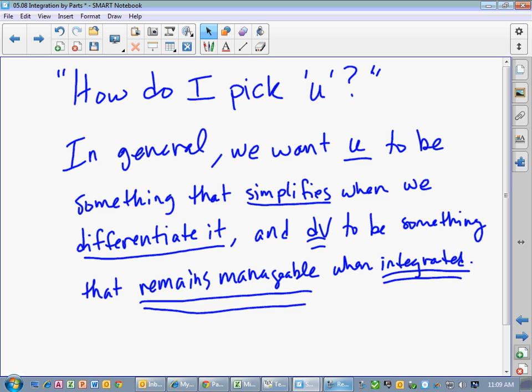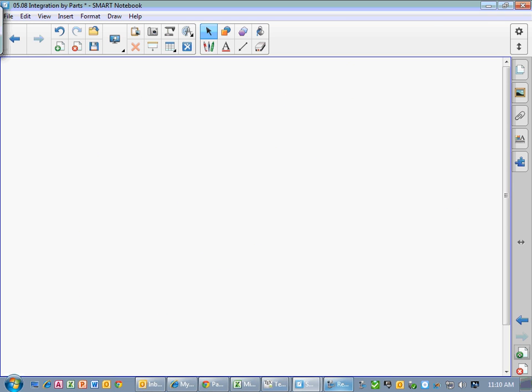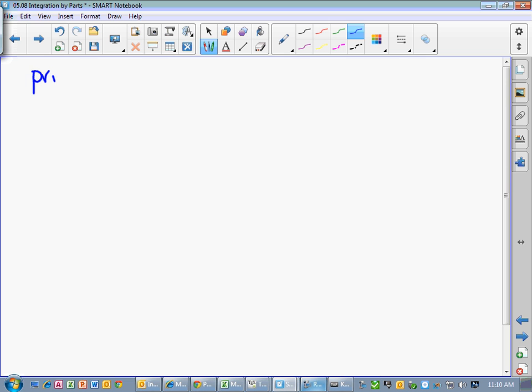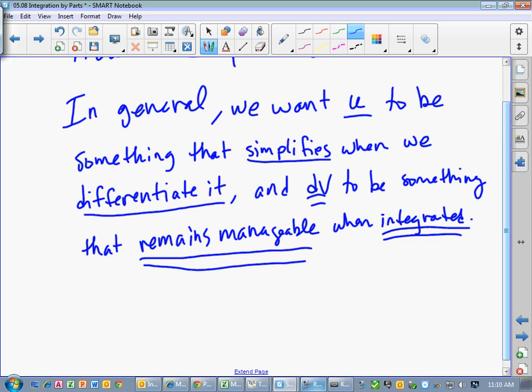So there's an acronym you can use to kind of think about this. Your first priority. So priority, oops, I blew it at the very top there. Priority for you. You guys need to go back a page? Okay. There you go. So in general, we want u to be something that simplifies when we differentiate it, and dv to be something that remains manageable when integrated.